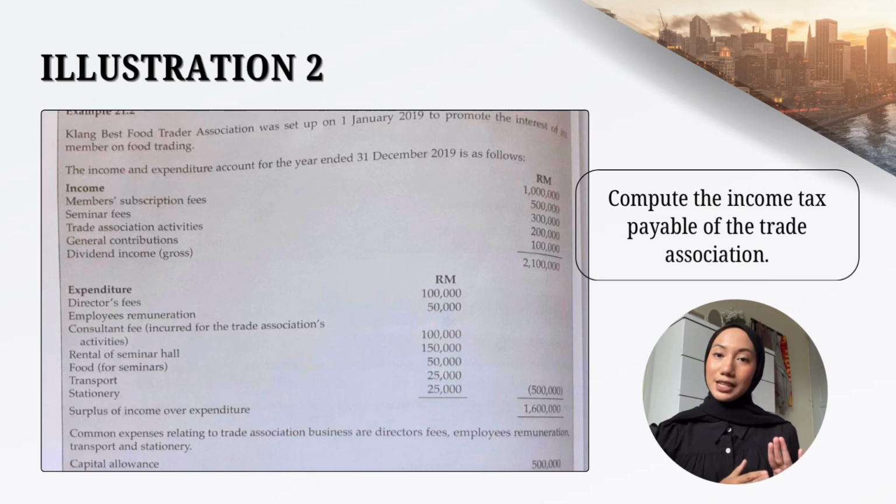So Clown-Best Food Trader Association was set up on 1st January 2019. Here you can see the income includes members' subscription fees, seminar fees, trade association activities, general contributions, and also dividend income. On the expenditure side, there are payments for directors' fees, employees' remuneration, consultants, seminar hall rental, and other related expenses. So the association records a surplus of RM1.9 million for the year ended 31st December 2019, which we will now use for tax computation.